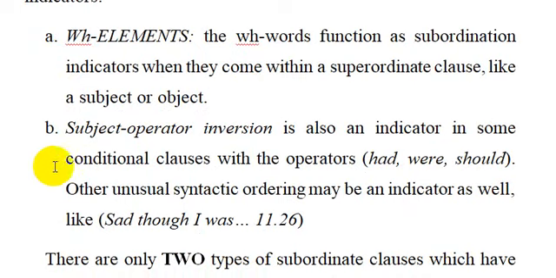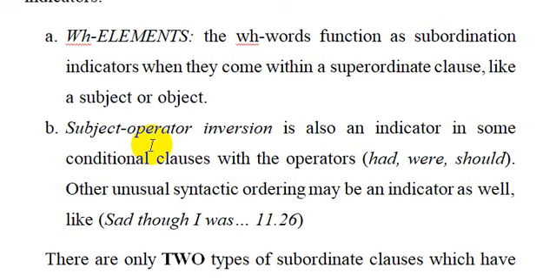Now, the second one: subject operator inversion is also an indicator in some conditional clauses with the operators, for example, had, were, should. Okay, had, for example, in the subject operator inversion: had I, or should you come here, please give me a call. Now here should is the indicator of the subordination, or subordinator. Okay, and the same goes with had or were.